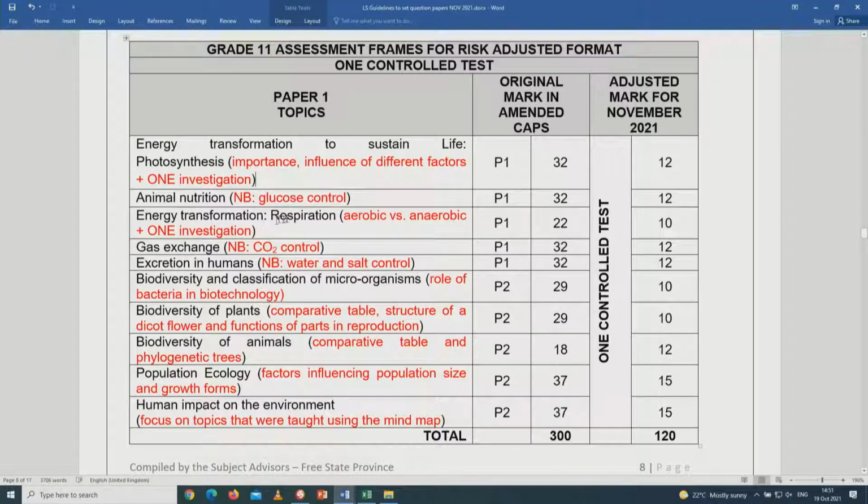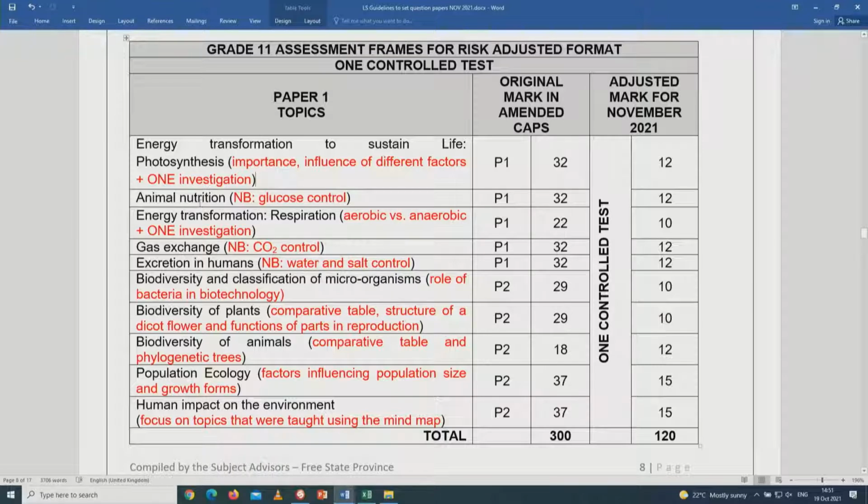And then also in respiration, later on, there's one investigation: the gas that is released, carbon dioxide, is released during respiration. So those are your two main topics for your scientific question in grade 11. Your question that goes to variables and aim and conclusion and those types of things.